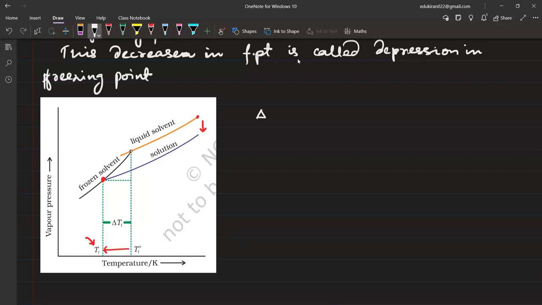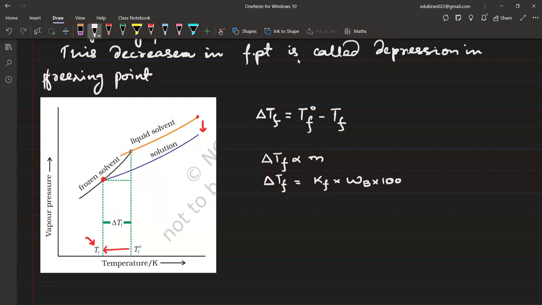And you can write delta TF is equal to T naught F minus TF, because the freezing point of the solvent is larger. It has been seen experimentally that delta TF is directly proportional to molality. Removing the proportionality sign, we get a proportionality constant known as KF, multiplied by molality. Molality is equal to WP multiplied by 1000, divided by the molar mass of the solute multiplied by the mass of the solvent in grams.